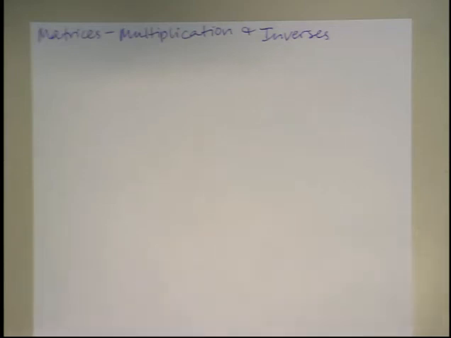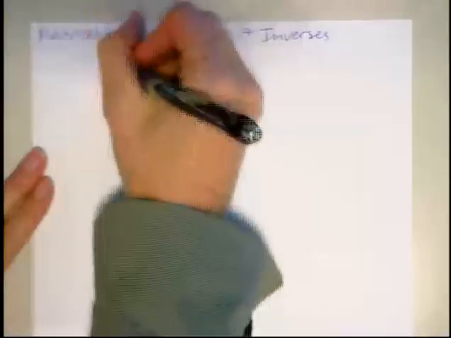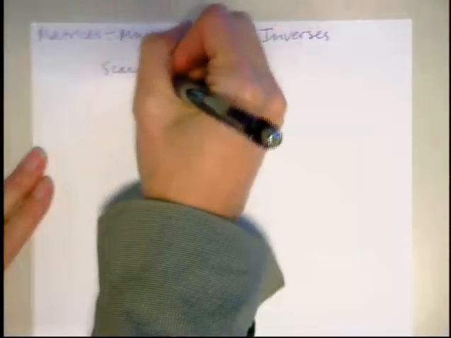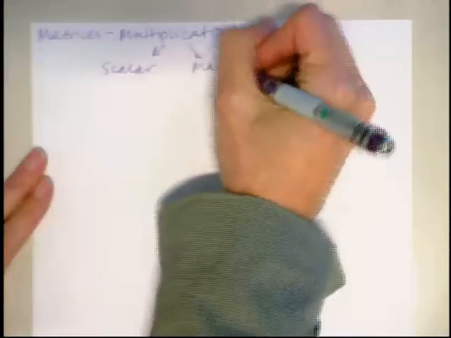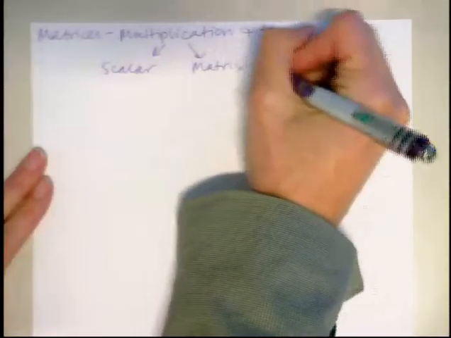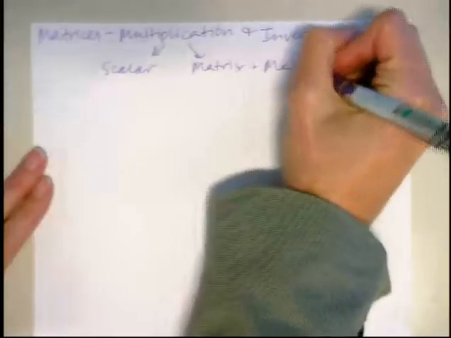We're going to take a look at multiplication of matrices, and then we'll look at finding inverses of matrices, and they'll undo multiplication for us. In terms of multiplication, there are two types. One is a scalar multiple. The second one is multiplying two matrices together, so a matrix times a matrix.